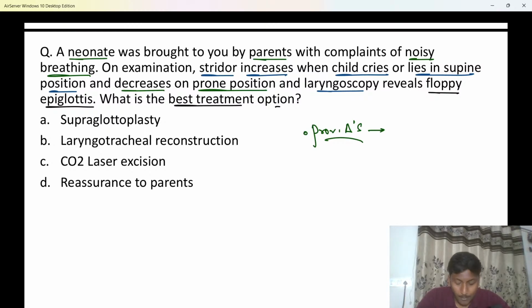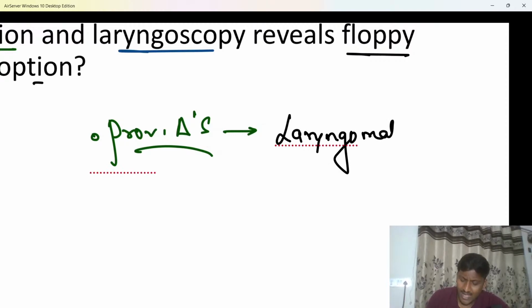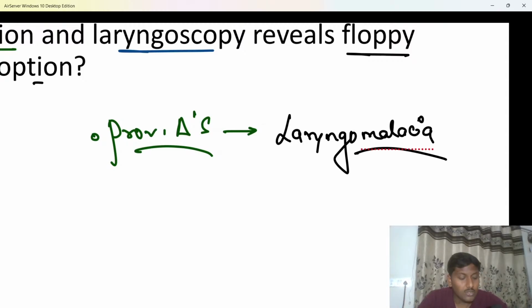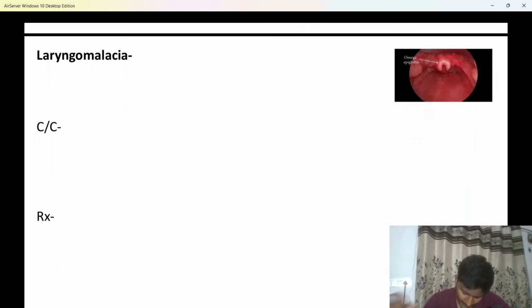Okay, so the provisional diagnosis in this condition beta is the most common cause of stridor in a neonate, and the most common cause of stridor in a neonate beta is a condition known as laryngomalacia. Recent question also and has been repeated multiple times. मैं ऐसे questions को बोलता हूँ सरकारी. So this is one of the सरकारी questions of ENT बच्चे, and that condition is known as laryngomalacia.